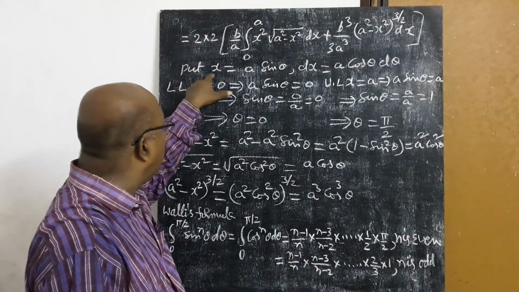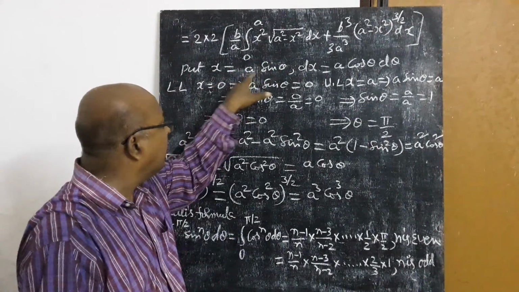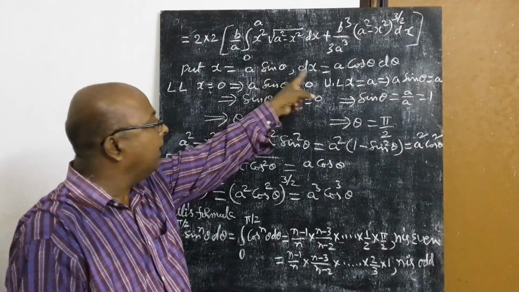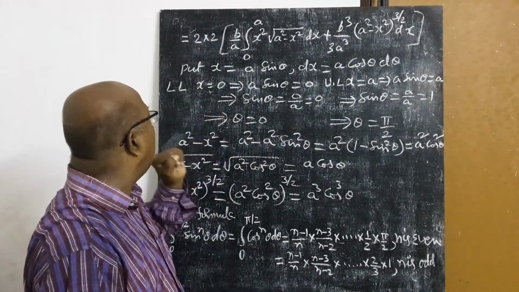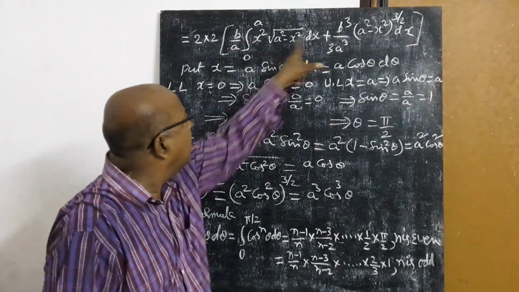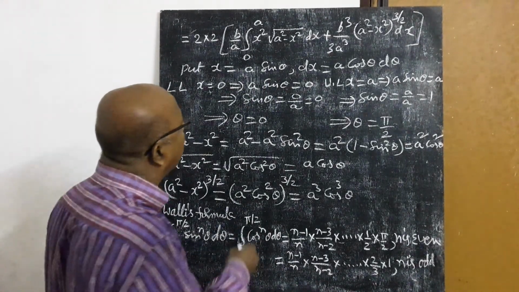So a² minus x² is there, so a² is there. Put x is equal to a sin theta, so dx is the derivative of a sin theta, a cos theta d theta. How do we get the lower limit? The lower limit is actually x is equal to 0.